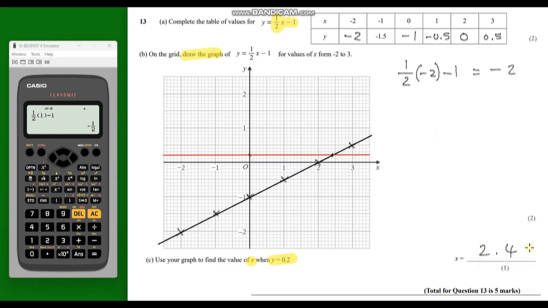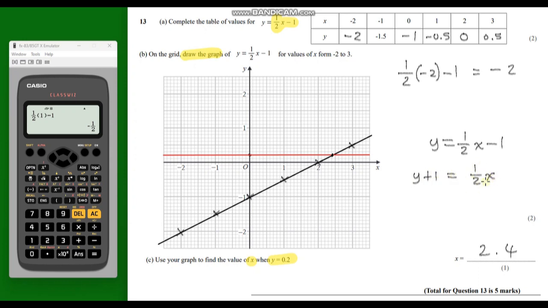Now we can check our answer. It does take a bit of extra work and it requires a bit of rearranging formulae, but we can check our answer. So what we can do is rearrange this formula and make x the subject. So let me just write down the original formula down here. y equals a half x minus 1. So we want to get x on its own. At the moment we're subtracting 1. So if we add 1 to both sides, we've got y plus 1 is equal to a half x.